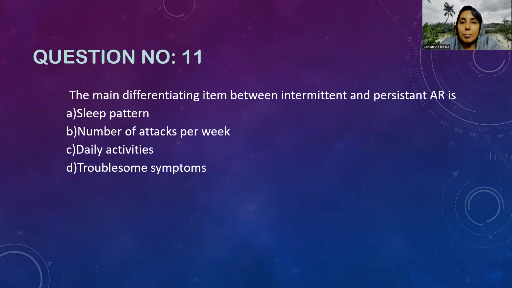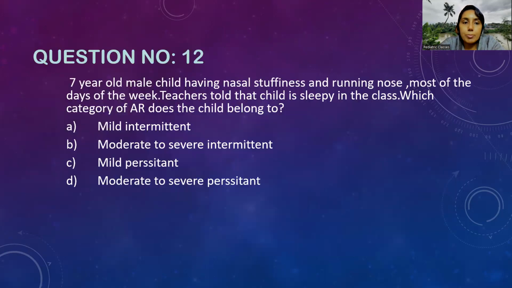The main differentiating item between intermittent and persistent AR is: A, sleep pattern, B, number of attacks per week, C, daily activities, and D, troublesome symptoms. I am sure you are clear with the answer here. The choice is none other than option B, that is number of attacks per week. So intermittent will have symptoms less than 4 days a week or less than 4 consecutive weeks at a time.